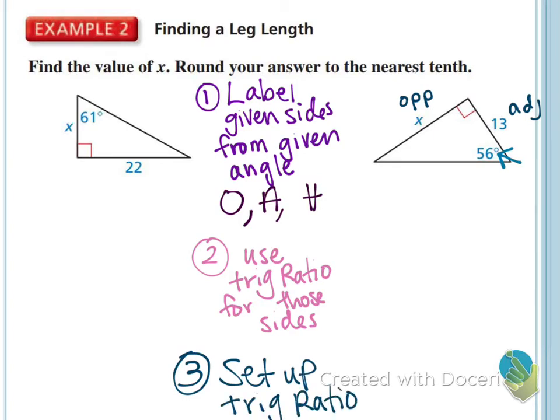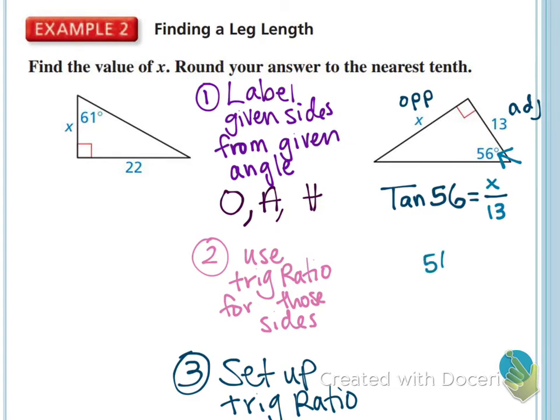So what you're going to do, last step, is set up the trig ratio. So we chose tangent for sure, so we're going to set it up. Tangent, so normally we write a letter because we don't know the measure of that angle. Do we know the measure of our angle? Yes. We do. It is 56. Tangent of 56 degrees is equal to, you always put the opposite over the adjacent. So what will go in the numerator? x. Because that's the opposite. And then what goes in the denominator? 13.